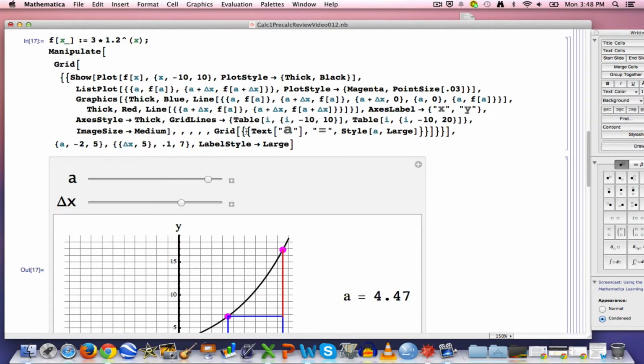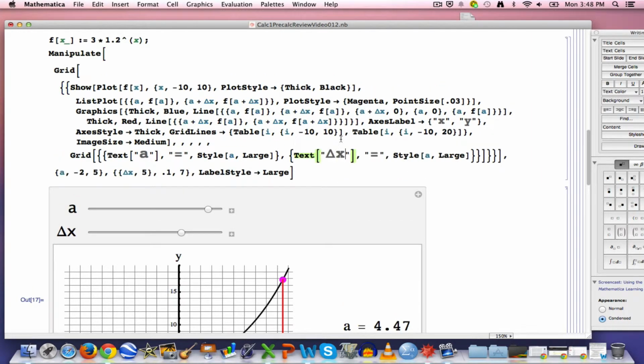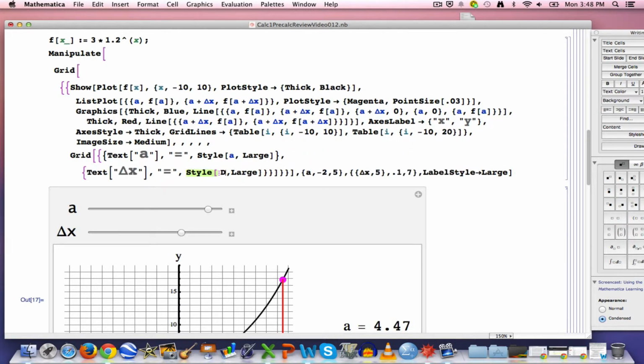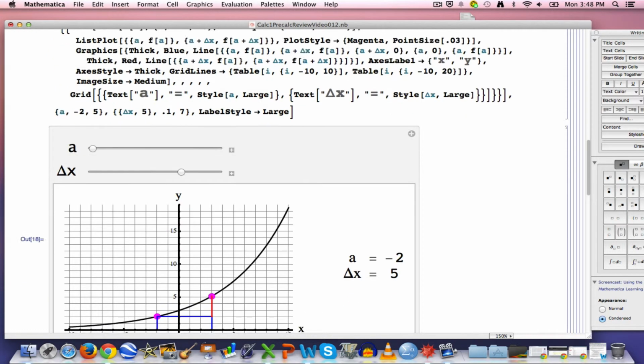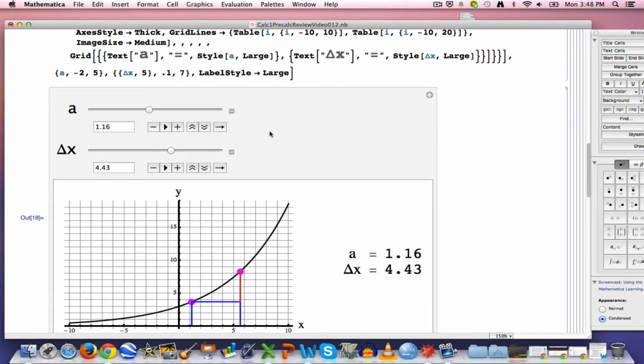It would be nice to also see delta x change. So I'm going to copy and paste this to make my grid within a grid be not just a 1×3 matrix, but a 2×3 matrix, and I'm going to replace this A with delta x and this A with delta x to see the value of delta x too. So I can change both A and delta x and see their values change over there, not just up here.